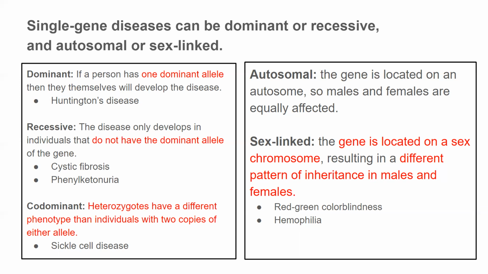Codominant heterozygotes have a different phenotype than individuals with two copies. So like sickle cell. If you're heterozygous for sickle cell, you have some normal cells and some sickle cells. So you don't have as much of the disease, I guess you could say. It doesn't affect you as much as if you have homozygous sickle cell.